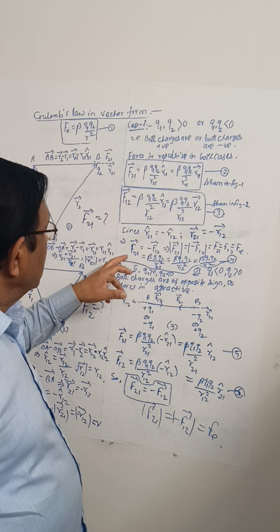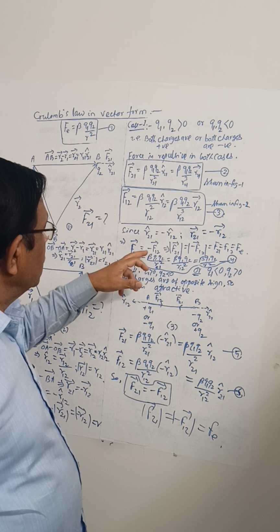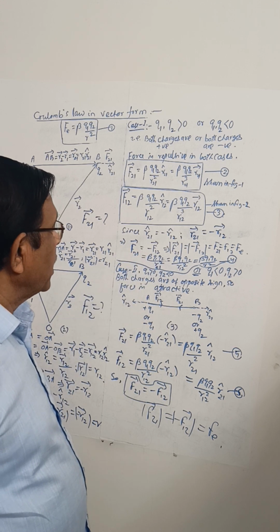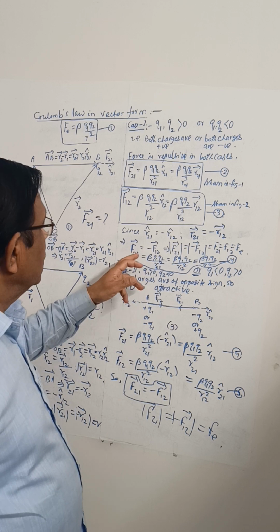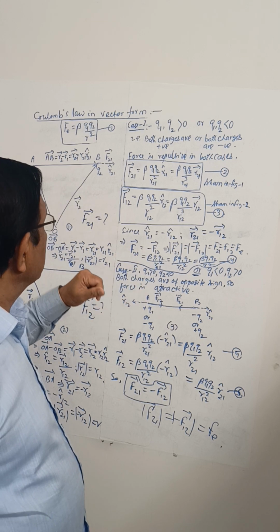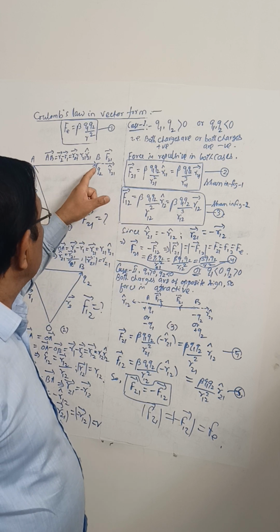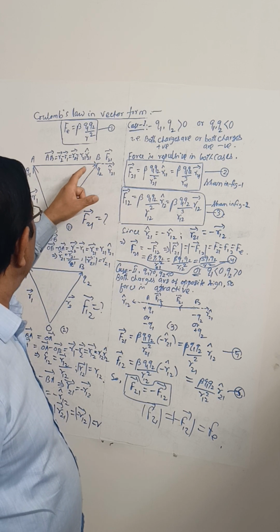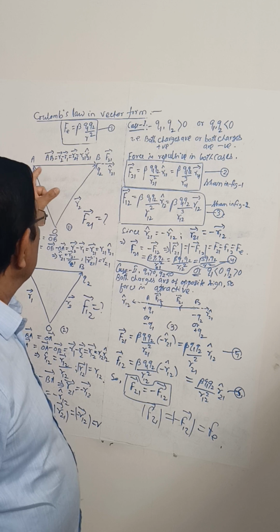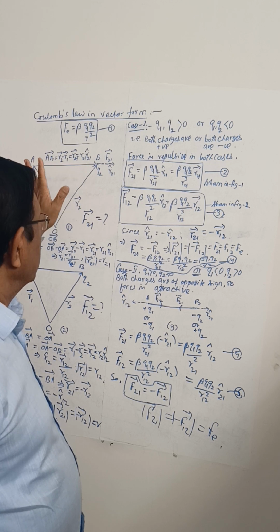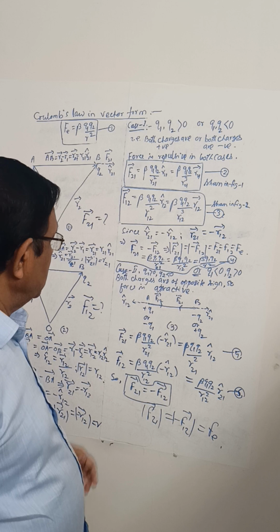Now you see f21 vector is minus f12 vector, but the magnitudes are same. This shows that the forces of repulsion are equal in magnitude and opposite in direction. That is, q2 experiences the same amount of force that q1 experiences, but they are in opposite direction. Magnitudes are same, direction is opposite.